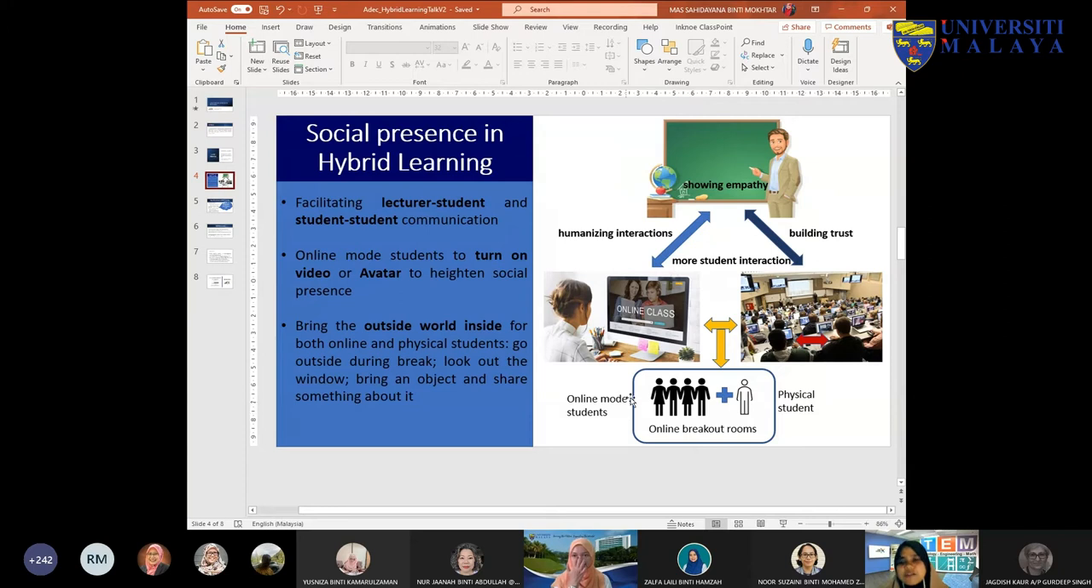So in order for these online students to feel that they are present, we can have some breakout rooms facilitated by our physical student plus maybe three more online students in the breakout room. So they can feel that they are in the same class and talking about the same topic. This is one part of social presence.